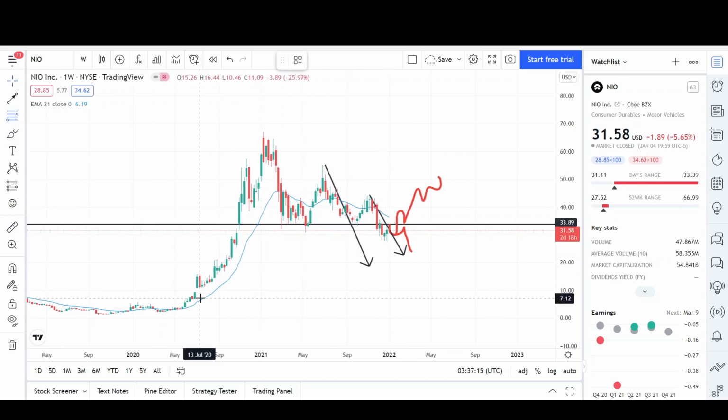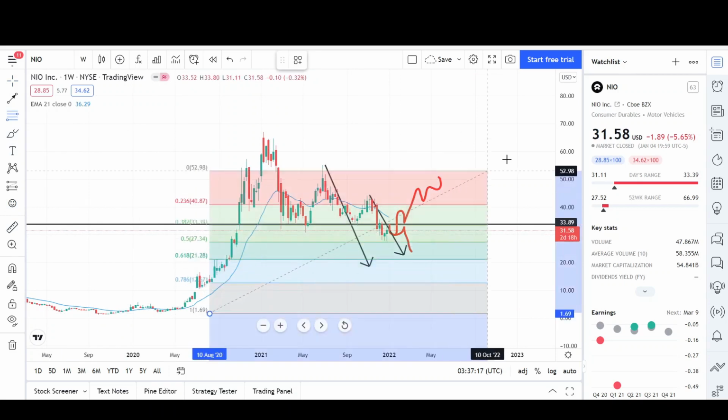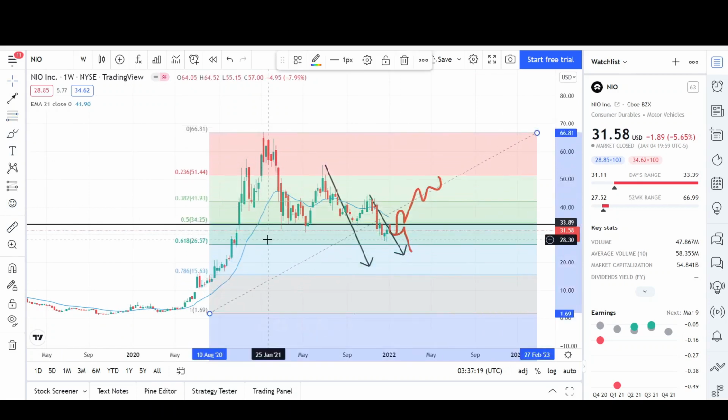Let's just take a look at the Fibonacci retracement real quick. You can see that the 50% was acting as strong support, but now we broke below it, so it looks like the next one could be the 61 or 62% retracement right at the $26 level. And then from there, if we don't find any support, we could go back all the way down to the $15 level, which is at the 78.6 retracement.